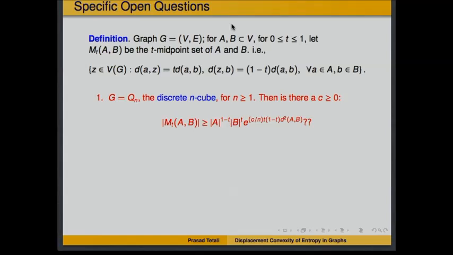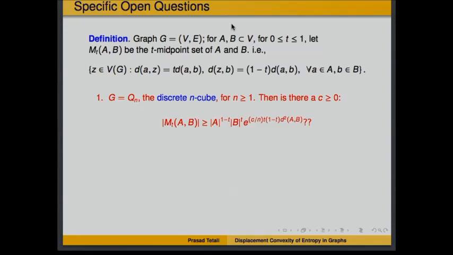For t equals 1/2, it is the midpoint set. A and B are two subsets of vertices, and for every little a in capital A and little b in capital B, you use the graph distance and look at points along any shortest path between a and b. By t-midpoint, we mean points that are a fraction t of the distance from a. In the set M_t(A,B), you take the union over all geodesics, all shortest paths, of all such midpoints. So that's M_t(A,B). Is the definition clear?